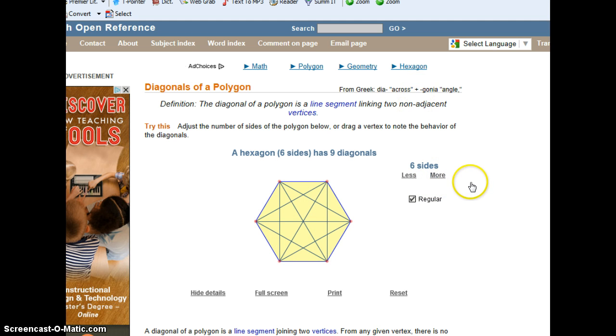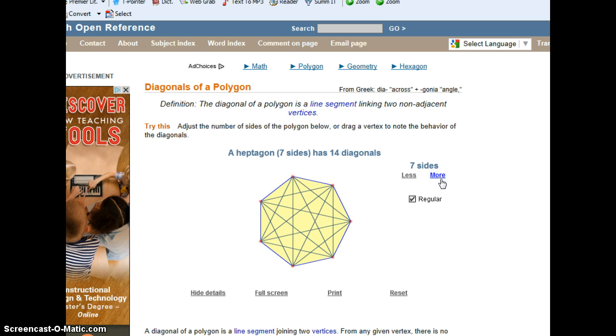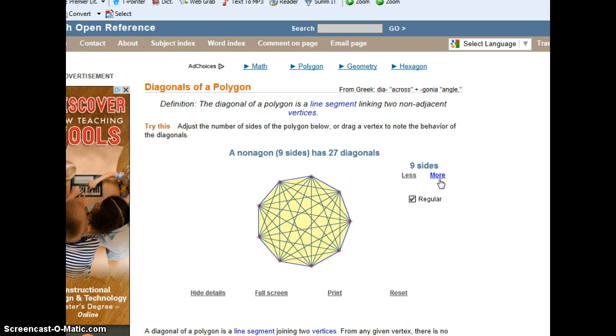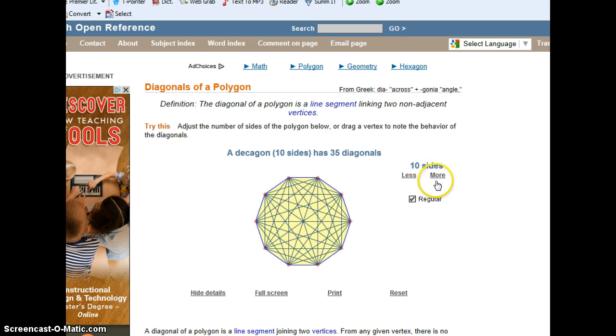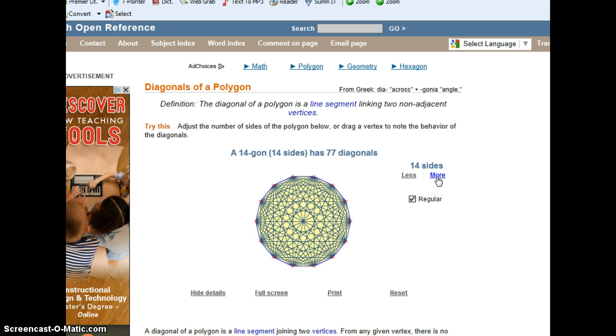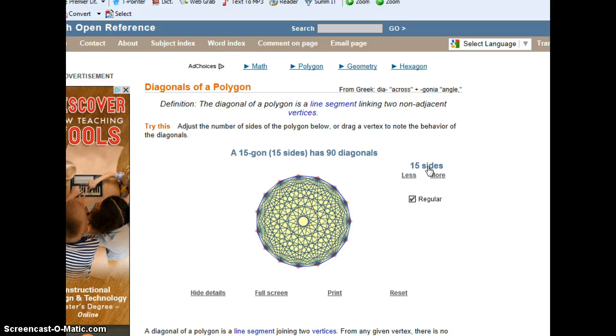Hexagon has 9 diagonals, it went up 4. Heptagon has 14 diagonals, we added 5 more diagonals in. Octagon has 20 diagonals, we're adding 6 to that. And I bet you the next one will have 27, and probably 35 because I'm adding 8, and probably 44 because I'm adding 9, and so on. So as you can see, as we add more sides, we're adding more to that previous sum.